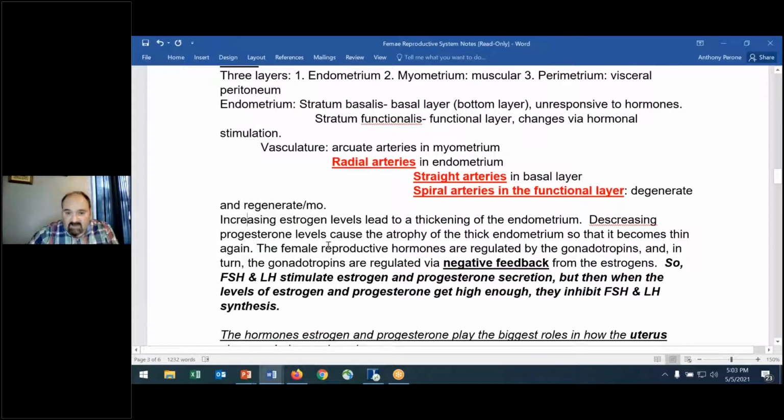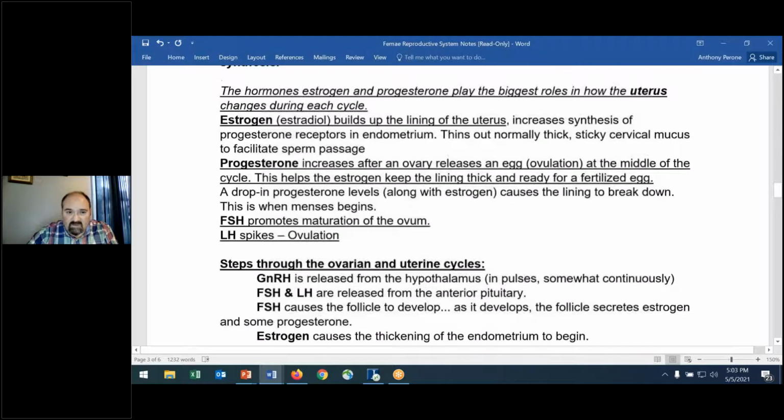Let's see here. As far as the ovaries are concerned, follicle stimulating hormone and luteinizing hormone are very important regarding the ovarian cycle. As far as the uterine cycle is concerned, yes, FSH and luteinizing hormone do play a role, but it's primarily estrogen and progesterone, which FSH and LH contribute to the release of, that play the biggest role in how the uterus changes during each cycle.